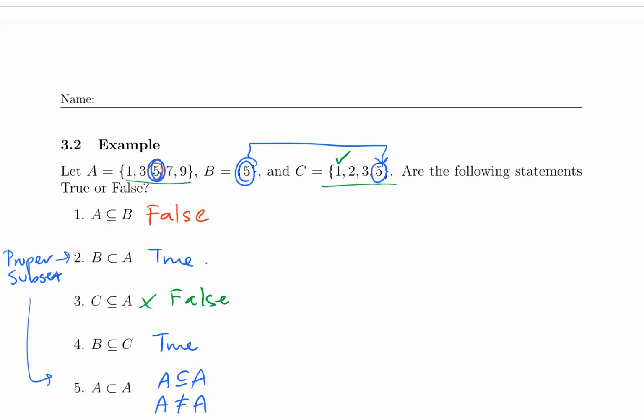Well, A is a subset of itself. Every element of A is in A. So we get the first requirement, but we're not going to get the second one. A not equal to A, that's false. So we end up with a false statement for 5. And that's something in general, a set cannot be a proper subset of itself because they would be equal to each other.